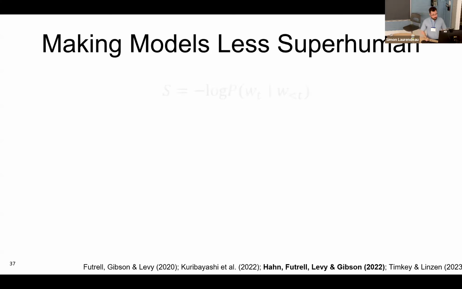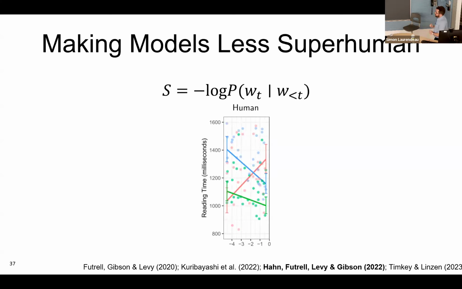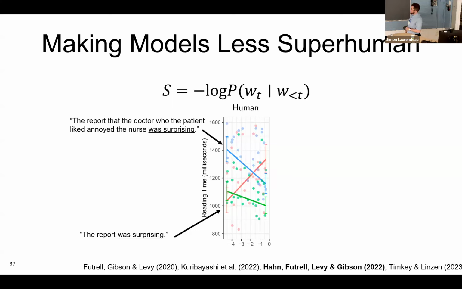So you can still predict the reading times per word using this surprisal, just with a bit of a modification. Here we have some human reading times on sentences that are complicated, like the ones that I showed you earlier, with different levels of embedding. The red dots here are sentences like "the report was surprising," very simple. The blue ones are these really complicated sentences like "the report that the doctor who the patient liked annoyed the nurse was surprising." You have much higher reading times for these difficult sentences. And these are the reading times just on that end part, "was surprising."